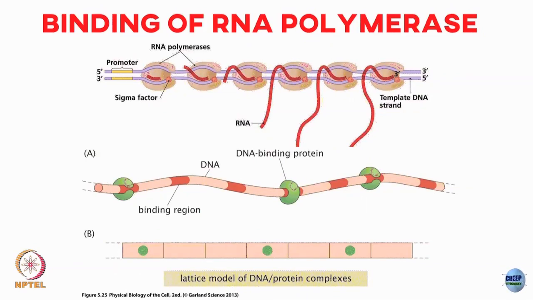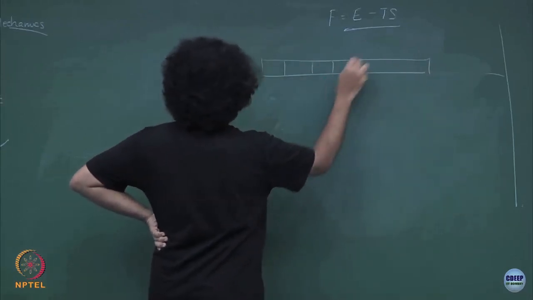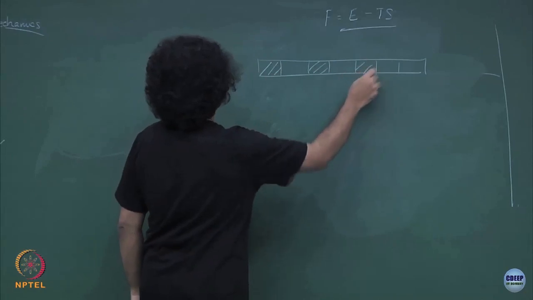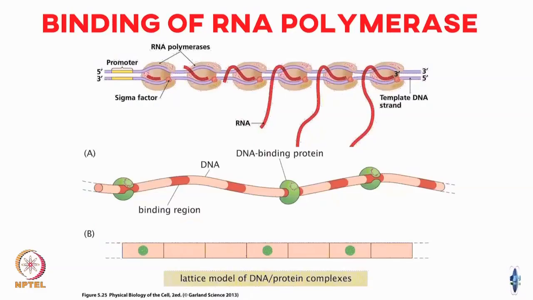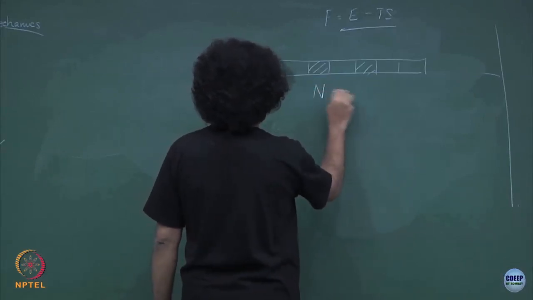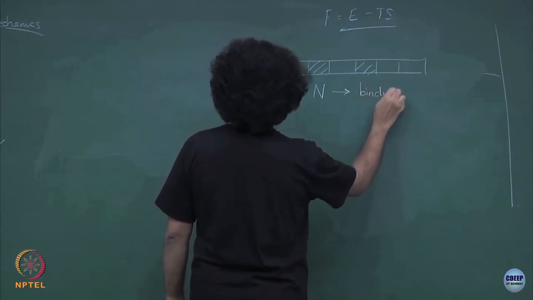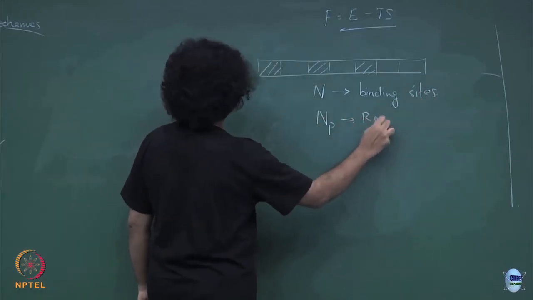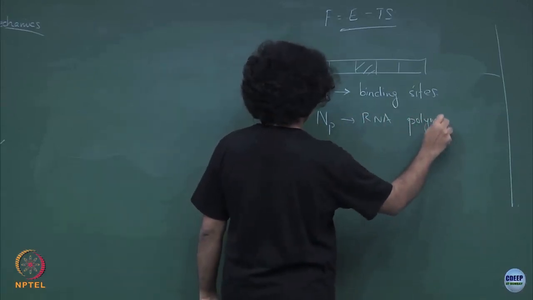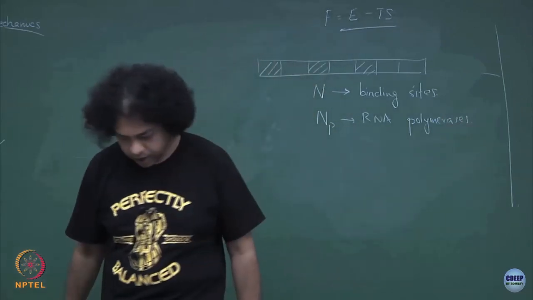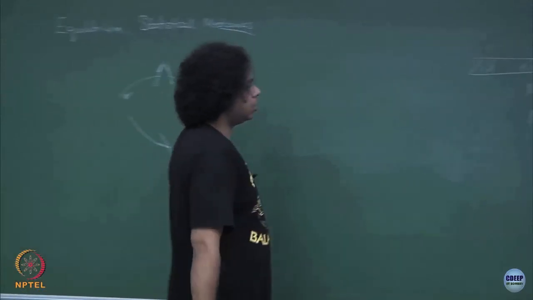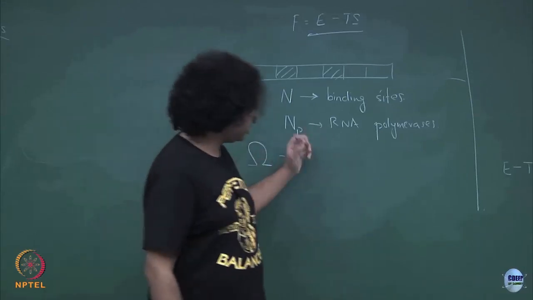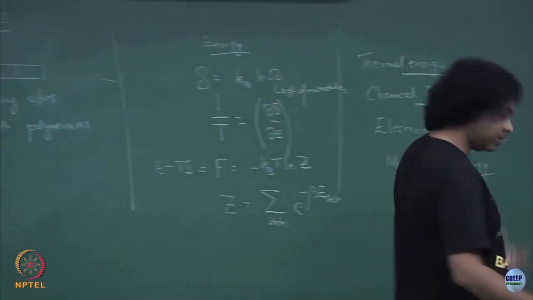Let us say I have this one dimensional DNA, this is of course an approximation in that I am forgetting about the sequence specificity and so on. I am just saying that certain sites can bind my RNA polymerase. So, let us say I have N sites that are binding sites. And I have NP of these RNA polymerases. What would be the number of microstates? So, in how many ways can I arrange these NP molecules among these N available binding sites?